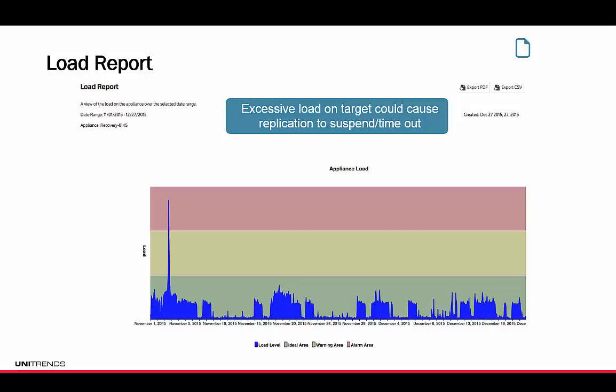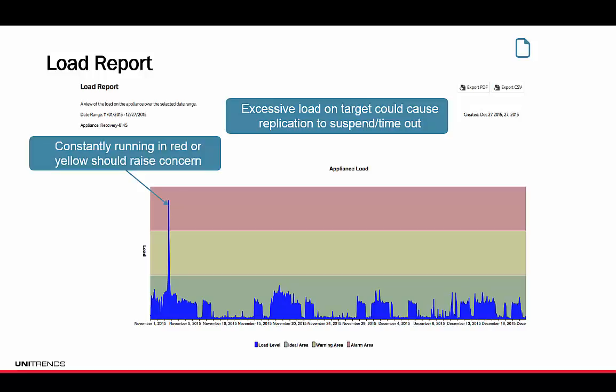So if you see a target that's running in the high yellow, high reds, every couple of days it seems to suspend your replication or time it out, you may need to add more processor or memory to that virtual appliance, or think about getting a bigger physical appliance, or replicating less, or creating fewer backup copy jobs. Now, if it's constantly running in red or yellow, once again, that should raise concern. You're going to have to address that, whether with more memory or a bigger appliance.